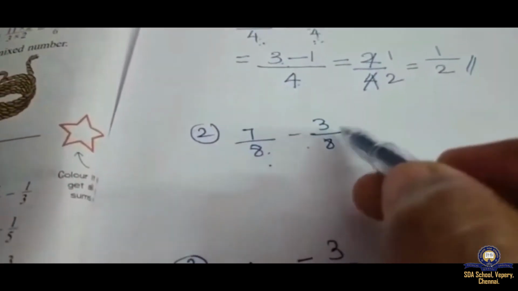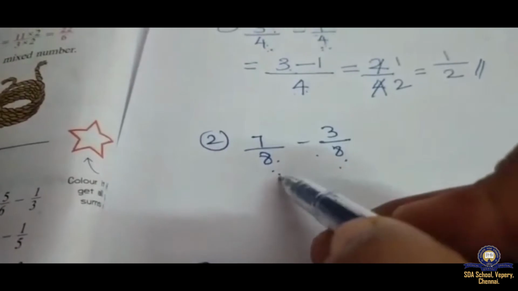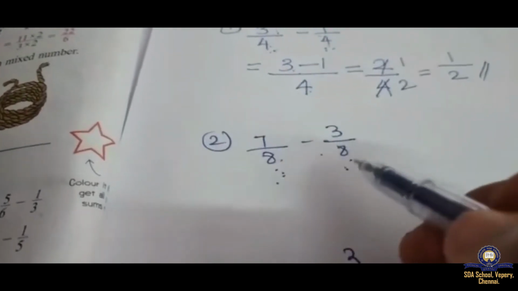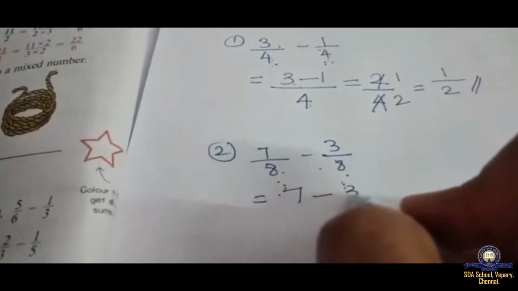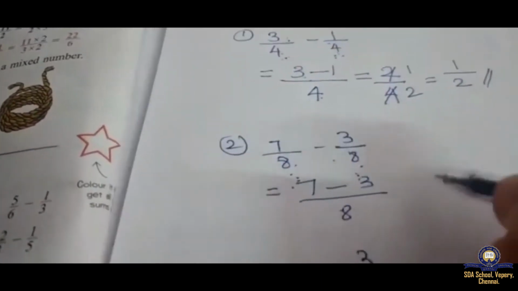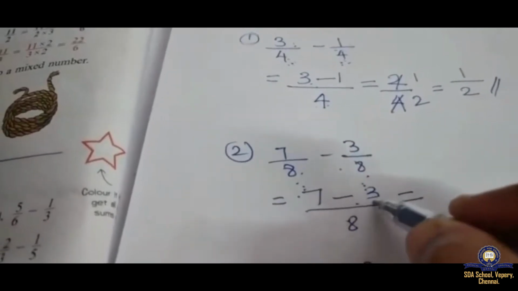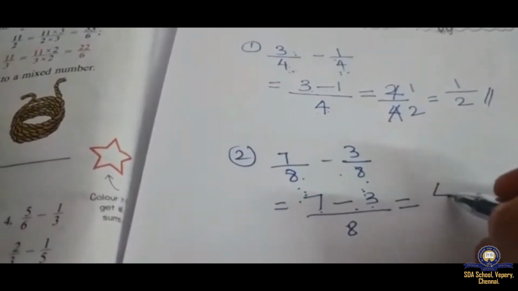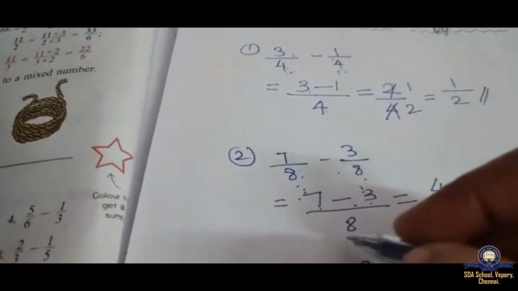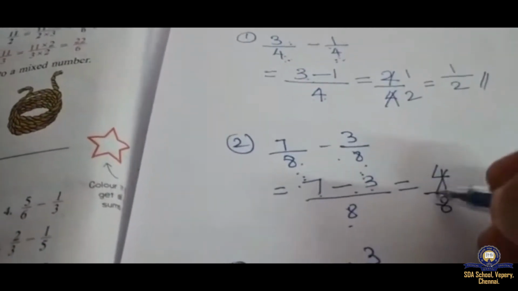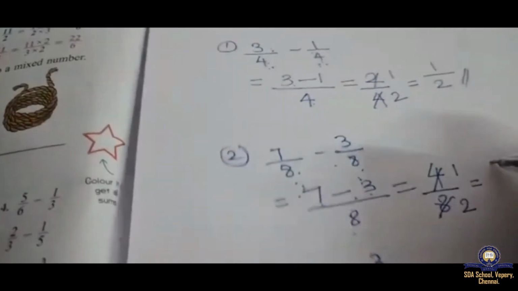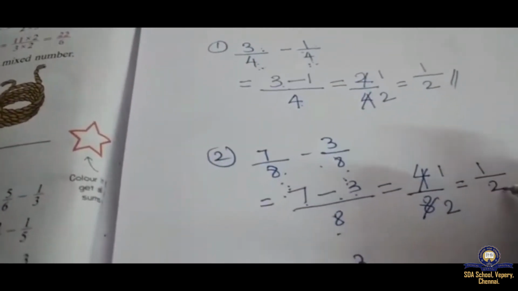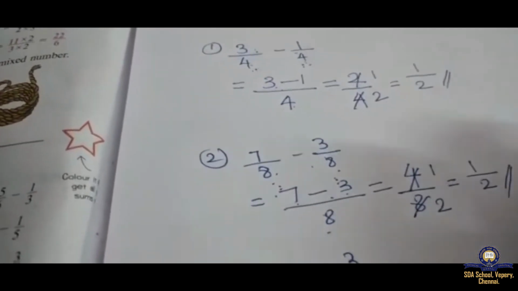Okay, now we'll do the second one. 7 by 8 minus 3 by 8. Here also the denominators are the same, so no need to find LCM. Equals 7 minus 3 by 8. If you minus 3 from 7, how much will you get? 4. So 4 by 8. 1 4's are 4, 2 4's are 8. So the answer is 1 by 2. Got it? This is also correct. Now next one, third sum.